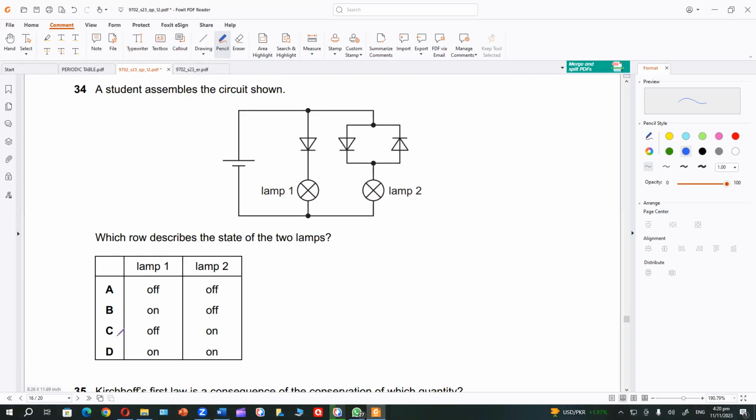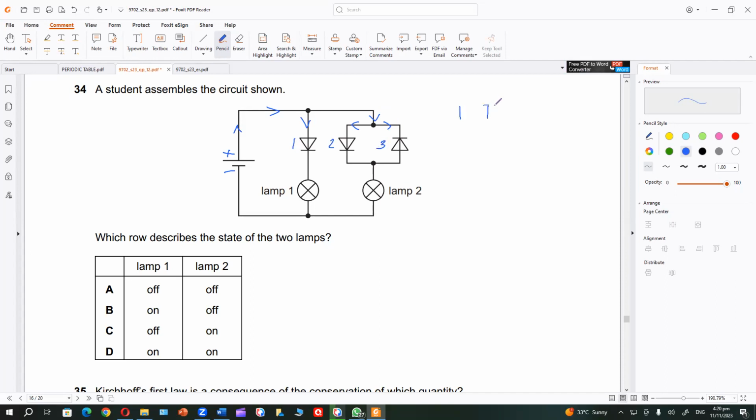A student assembles the circuit shown. Which row describes the state of the two lamps? Diodes are connected in forward and backward, and this is forward and reverse bias. And when you switch on the circuit, this is positive, this is negative. Current is trying to enter from here, and from there. Now I mark them 1, 2, and 3.